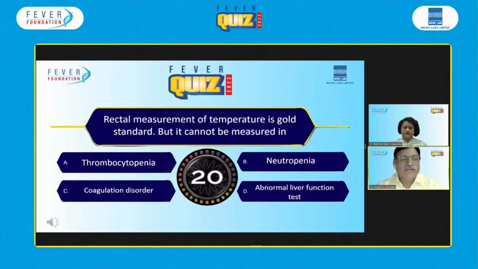Right, the next question comes for you. The next question is, rectal measurement of temperature is the gold standard, but it cannot be measured in. Choices are A, thrombocytopenia, B, neutropenia, C, coagulation disorders, and D, abnormal liver function tests. And your time starts now.